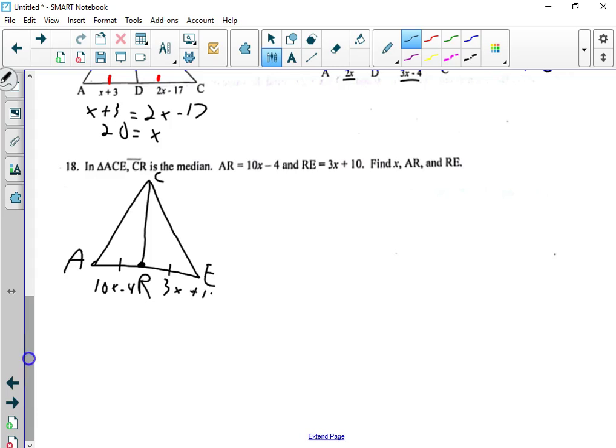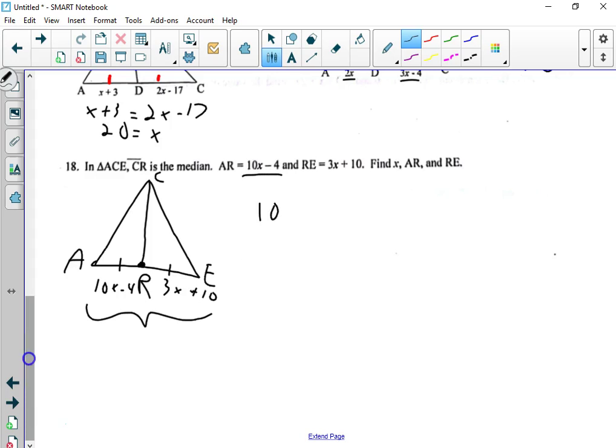So again, this is one of the simpler ones. Just set them equal to each other. But be careful if it says AE, because that would be this entire amount. You got to pay attention to that. If this said AE was 3x plus 10, you would have to double this and set it equal. So please pay attention to the details.